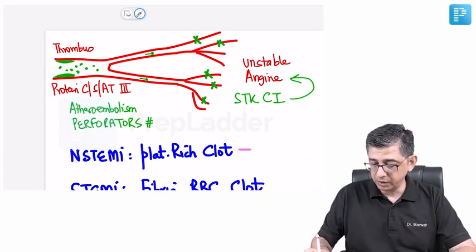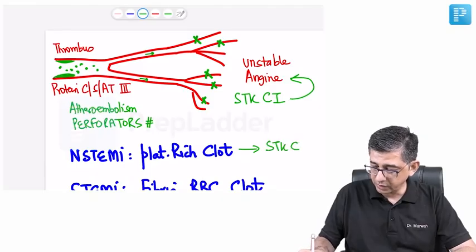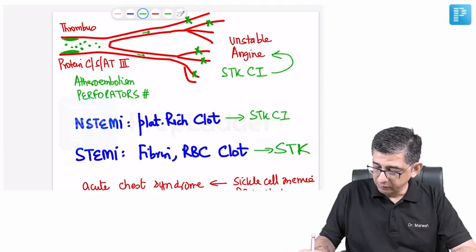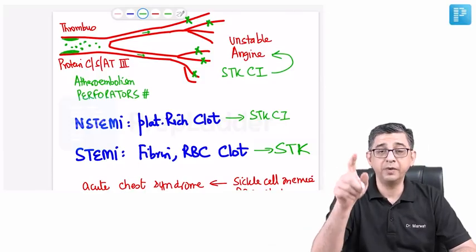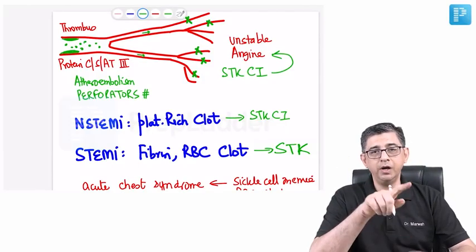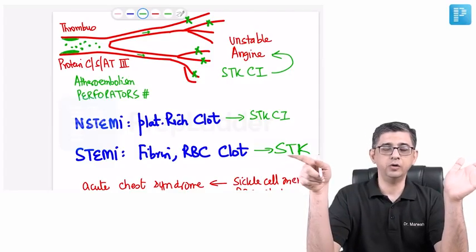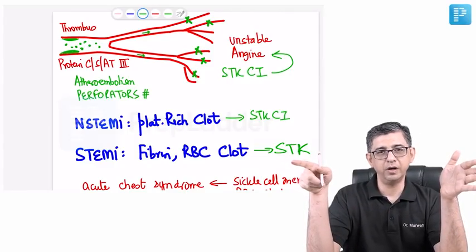Similarly, for non-ST elevation MI, I've told you this would be a platelet-rich clot. So again, thrombolysis is contraindicated, but thrombolysis is definitely indicated within 30 minutes of patient's arrival to the hospital. But upper limit, he had chest pain at 8 a.m. So you might be doing thrombolysis up to a 12-hour period.